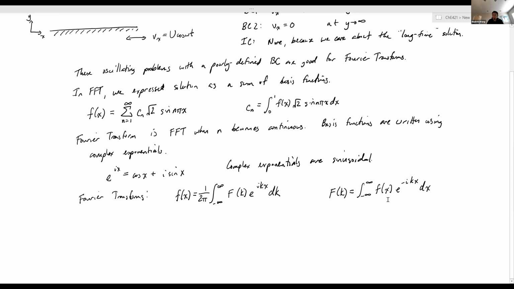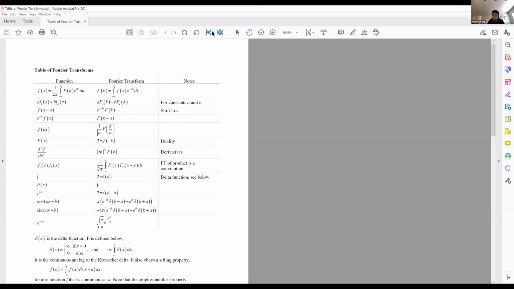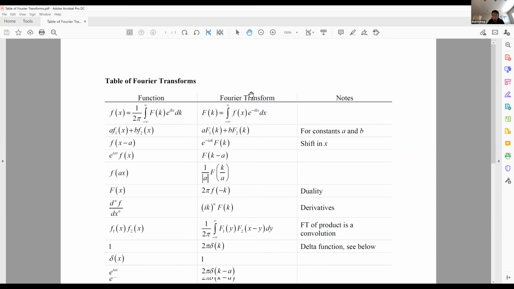Okay, see how this guy right here looks very similar to this. The nice thing about Fourier transforms is that people already know a lot about how Fourier transforms actually work. Common functions actually already have Fourier transforms. You can look them up in a table.